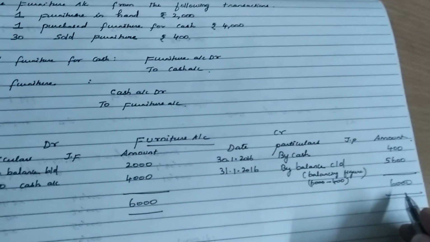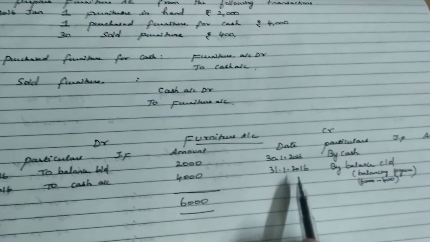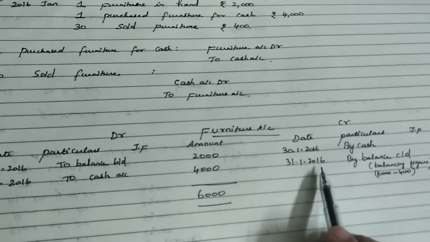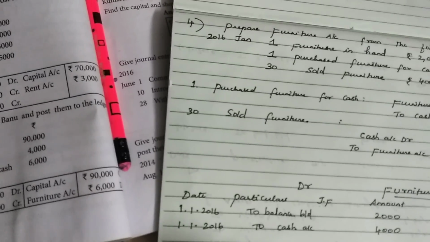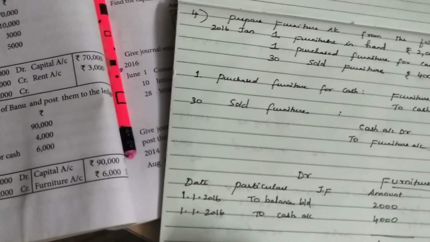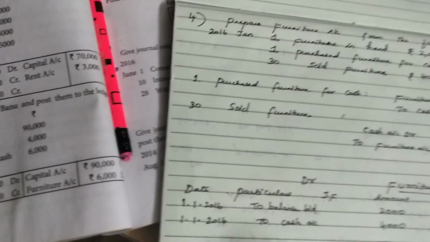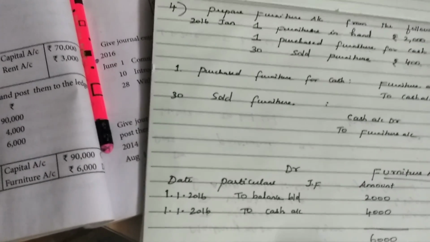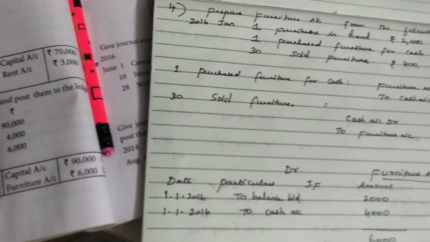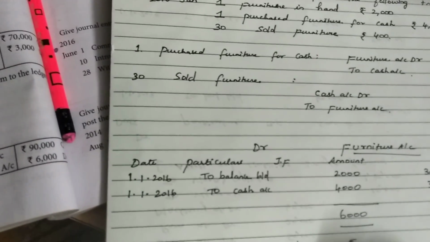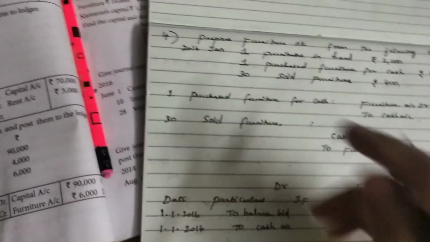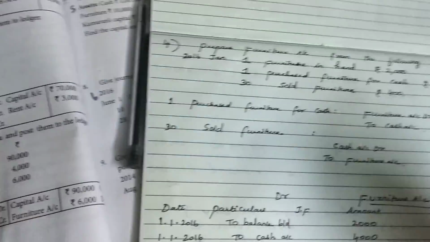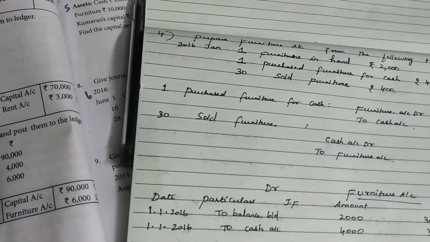So now this closing balance will be the opening balance for the next month. So what is the next month? February, right? 1/2/2016 to balance brought down. This amount will be brought down, 5,600. So this 5,600 will come here.